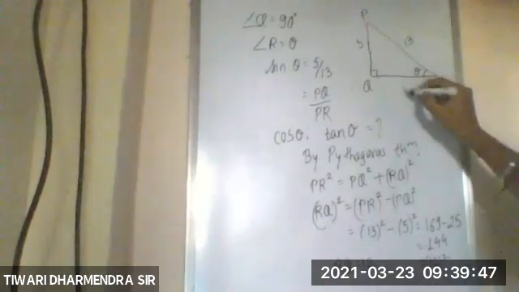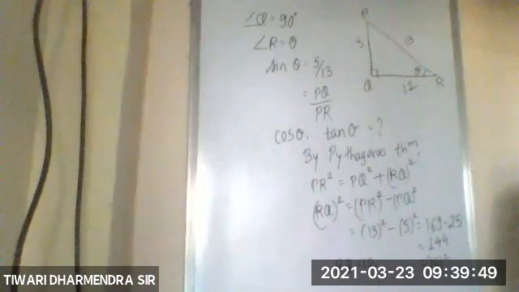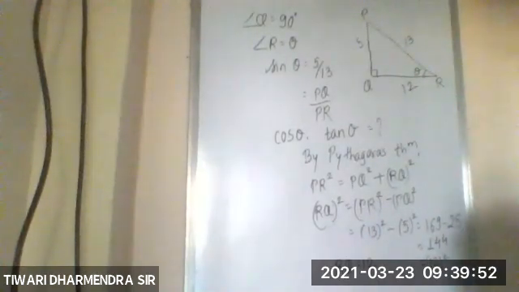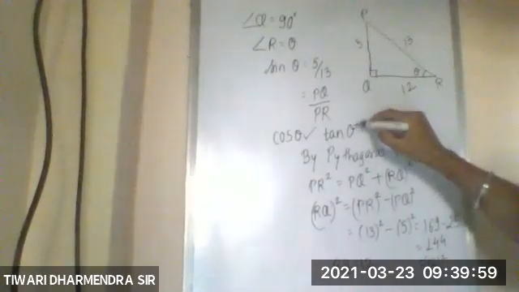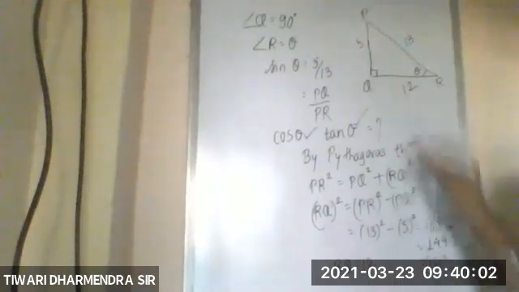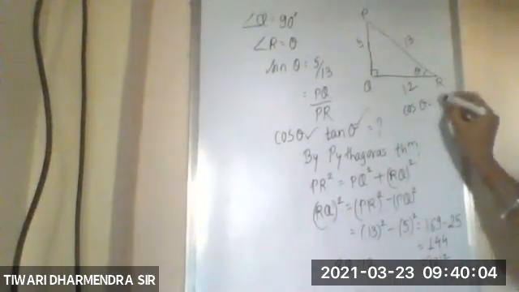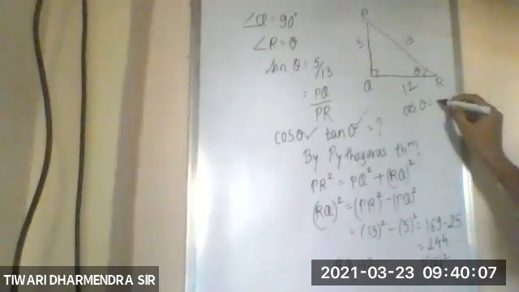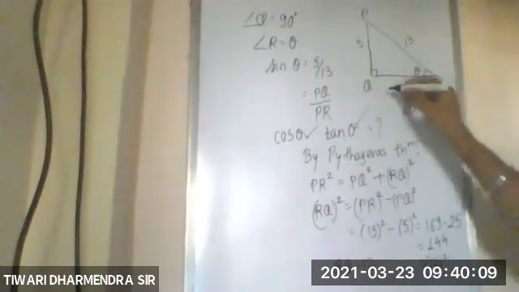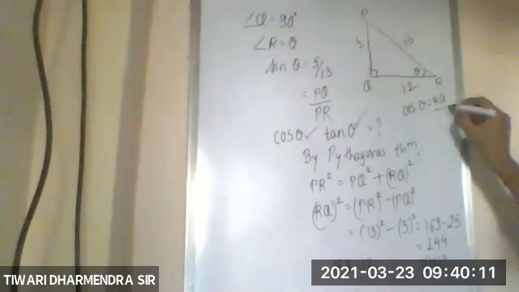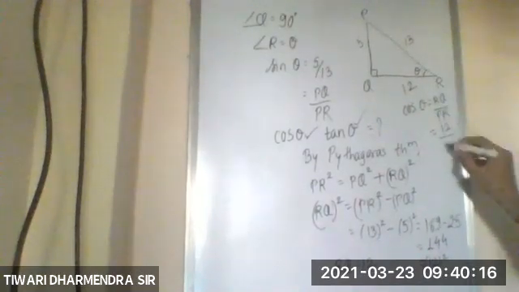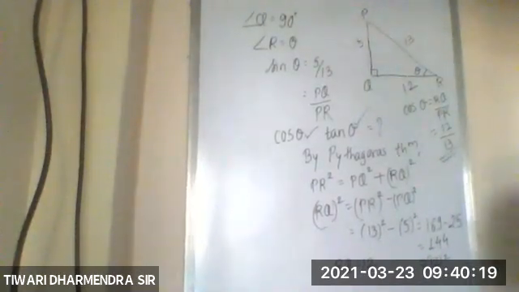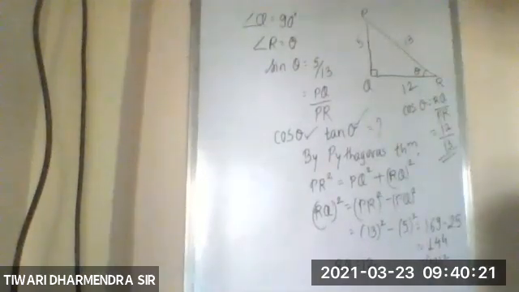And once you know the value of RQ, you know the values of all three sides. And once you know all three sides, the value of cos theta and tan theta can be easily found. Cos theta is adjacent upon hypotenuse. Adjacent to theta is RQ, upon hypotenuse PR. So RQ is 12 and PR is 13. Done. We are through. Similarly, we can find tan theta. That part is homework.